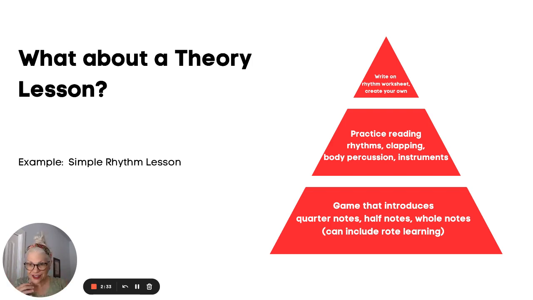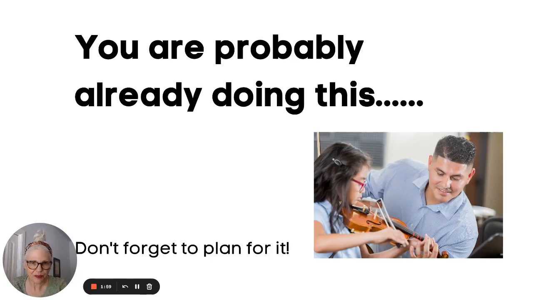And then the next level of learning would be to practice reading those types of notes. Maybe you give them a simple rhythm worksheet. Maybe they practice it in one of their repertoire pieces, clapping, body percussion, instruments. And then the third level of that learning is writing down some rhythms. Maybe they create their own. Maybe they use some worksheets like we have in a book. And that is the higher level of evaluation.